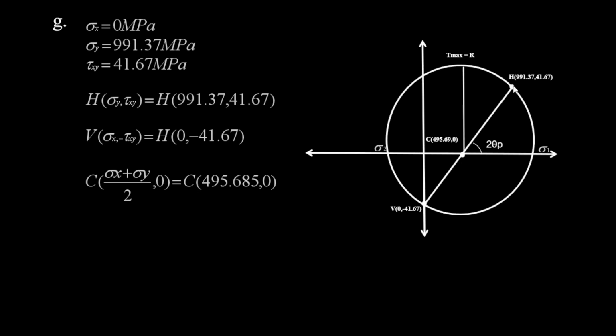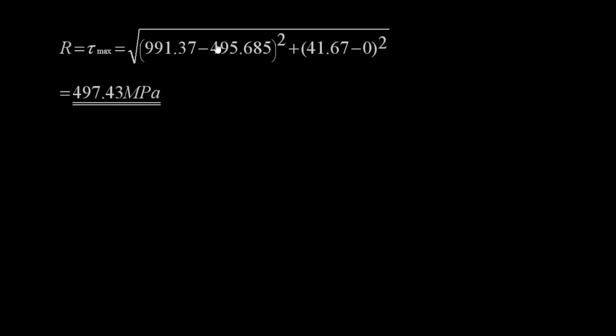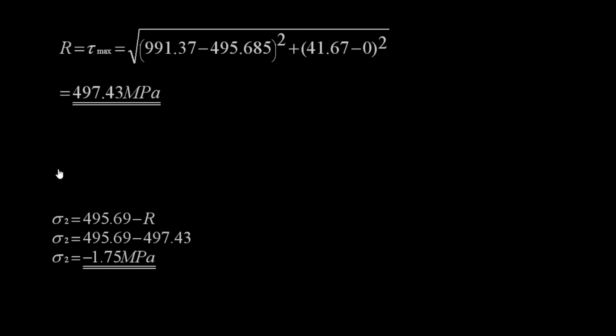For theta 2p, you just use Pythagoras theorem. The height of this one is 41.67. If you know the radius, you can find theta 2p easily. So let's go and do that analysis. So r is going to be the root of change in x squared plus change in y squared. That's the length of the slope, which is also equal to r in a sense. Now that's from the center. Then you know that sigma 1 is the center value plus r.